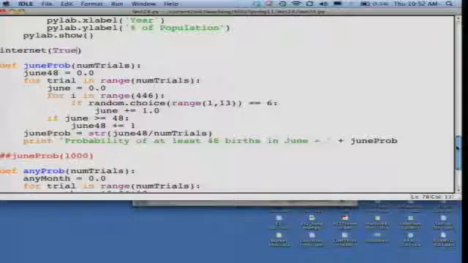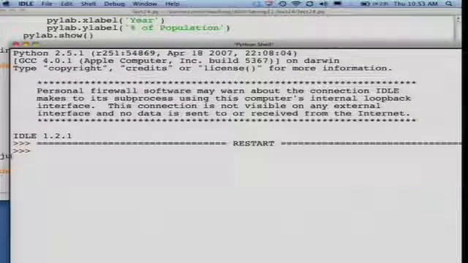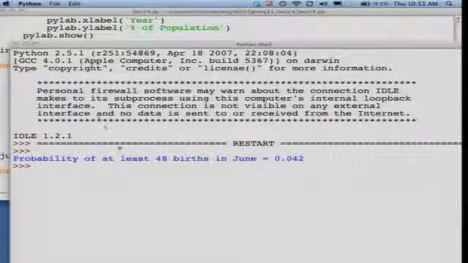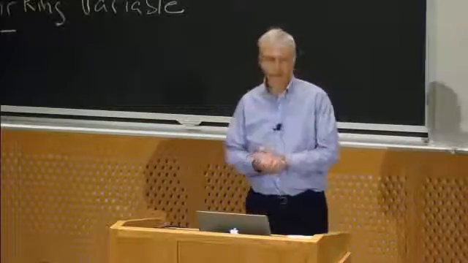So, trying to figure out what's the probability of 48 women being born in June, I ran a simulation in which I simulated 446 births and chose a month at random and looked at the probability. And let's see what it was when we run it. Whoops, well, we didn't want these graphs, but we'll get the probability of at least 48 births in June was 0.042. So in fact, pretty low. You might say, well, what's the odds of this happening by accident? Pretty small. Therefore, maybe we're really onto something. Maybe it has to do with the conditions of the birth and the weather, or who knows what.